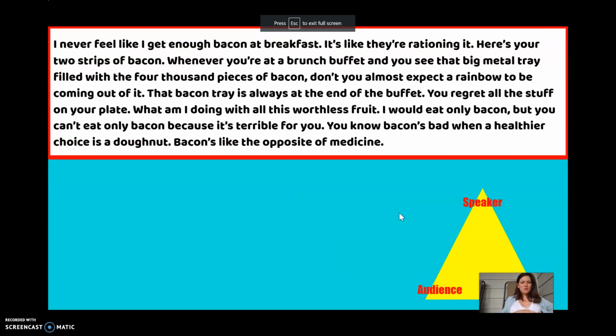So let's give this one a read. I never feel like I get enough bacon at breakfast. It's like they're rationing it. Here's your 2 strips of bacon. Whenever you're at a brunch buffet and you see that big metal tray filled with the 4,000 pieces of bacon, don't you almost expect a rainbow to be coming out of it? That bacon tray is always at the end of the buffet. You regret all the stuff on your plate. What am I doing with all this worthless fruit? I would eat only bacon, but you can't only eat bacon because it's terrible for you. You know bacon's bad when a healthier choice is a donut. Bacon's like the opposite of medicine.